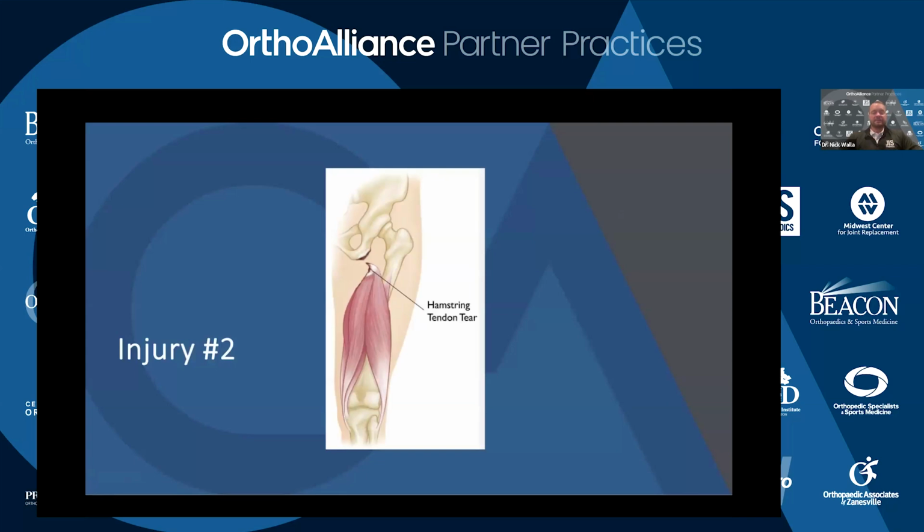The next common hip injury that we see involves the hamstring tendons.